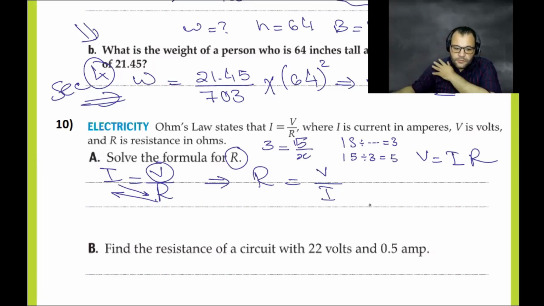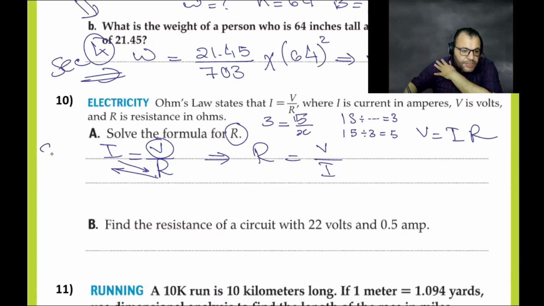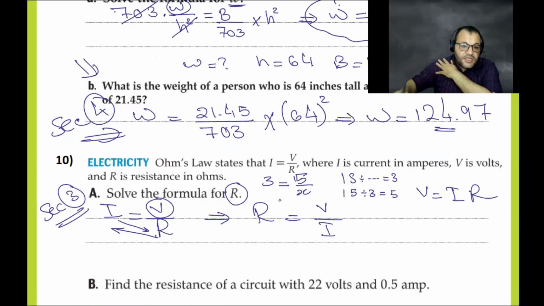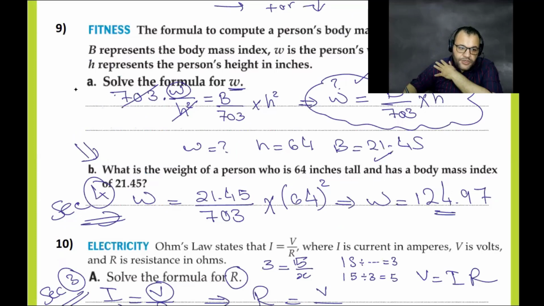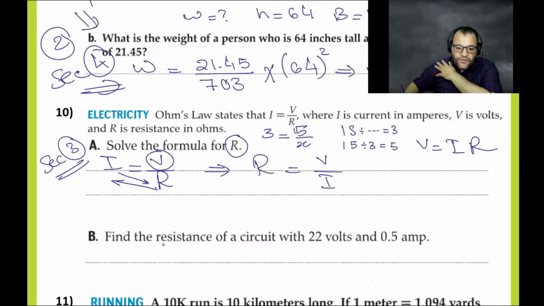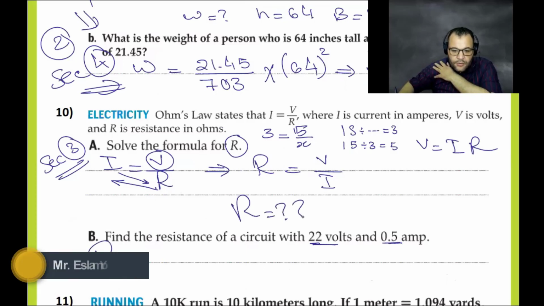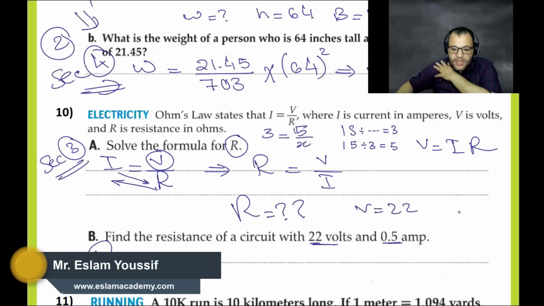You will find this type of question in section number 3. That is the same idea here. We solve for a variable, that's number 1. Number 2, find the value of this variable. Find the resistance with 22 volts and 0.5 ampere. So we need to find R, if the volt equals 22 and the ampere is 0.5.